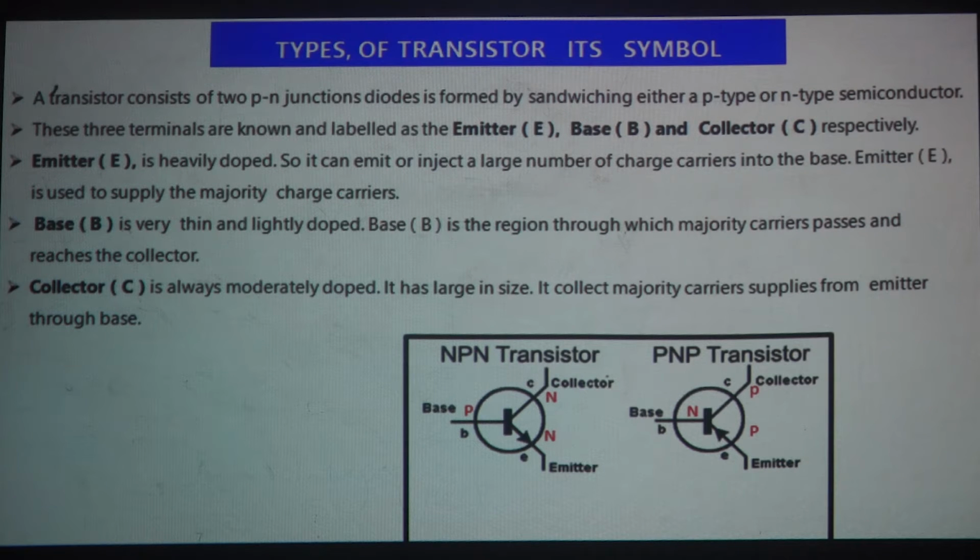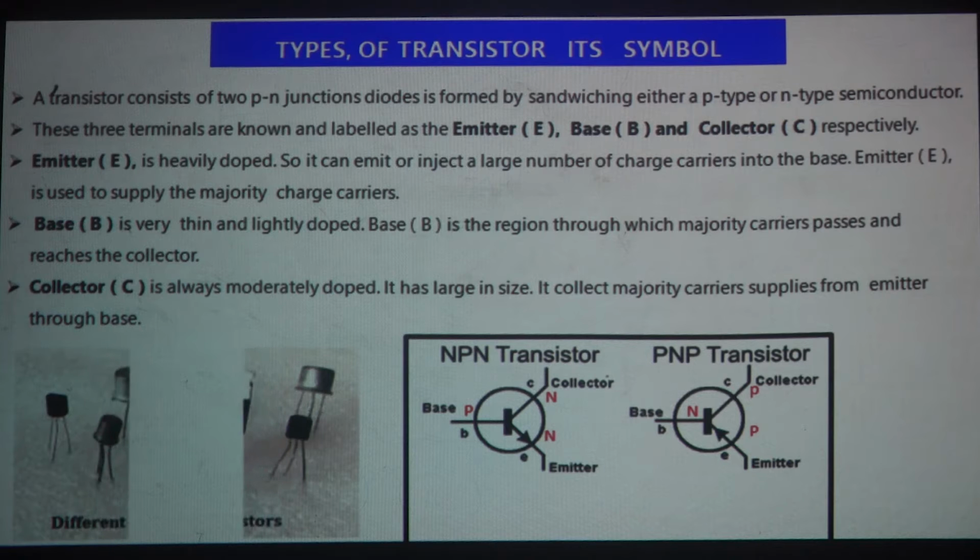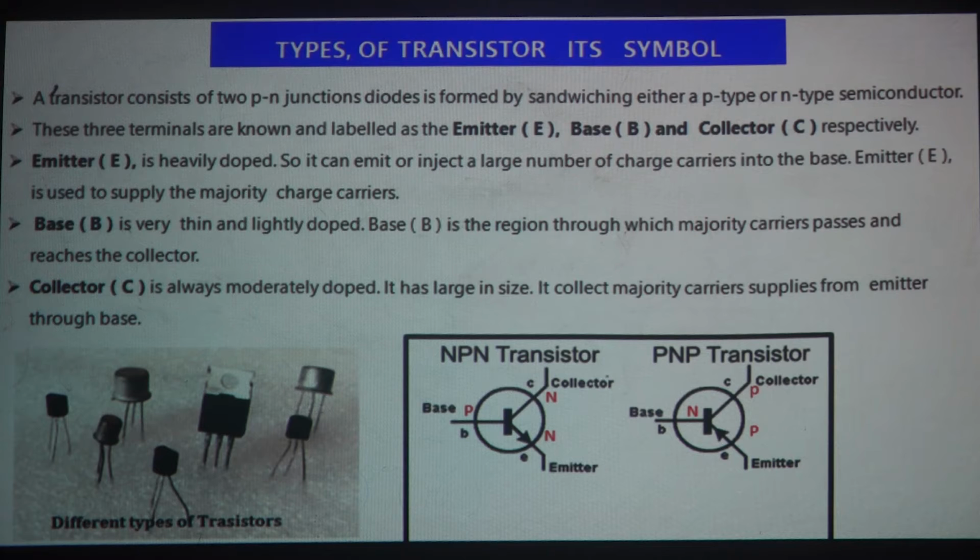Now this is the diagram which shows the two types of transistor, NPN transistor and PNP transistor, with the base, emitter and collector. Now these are the different types of transistors in the market.